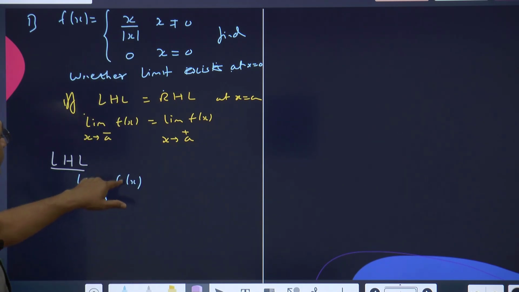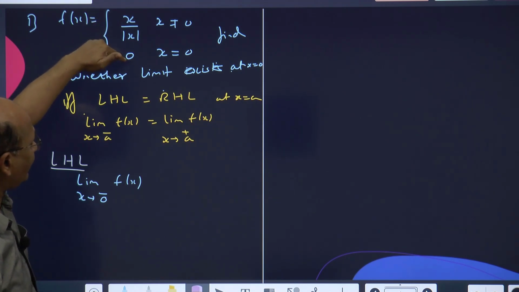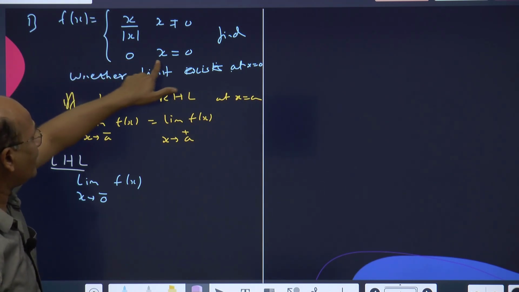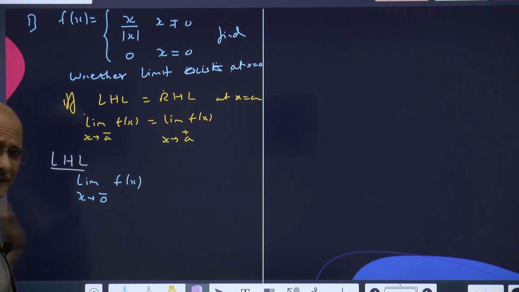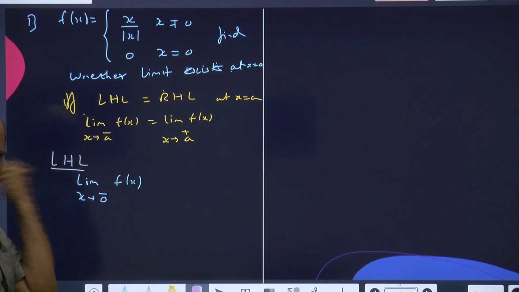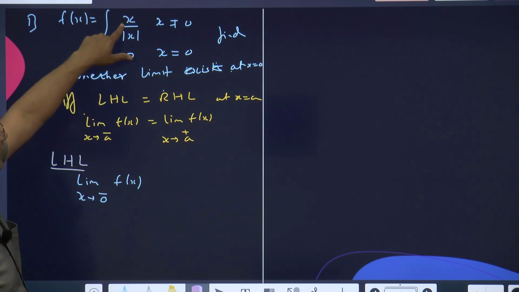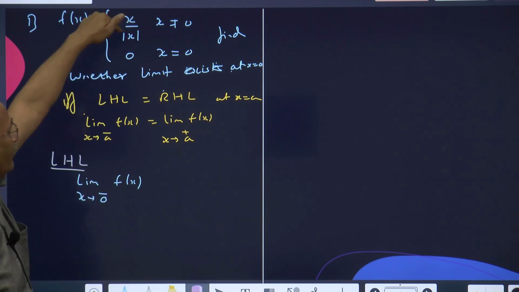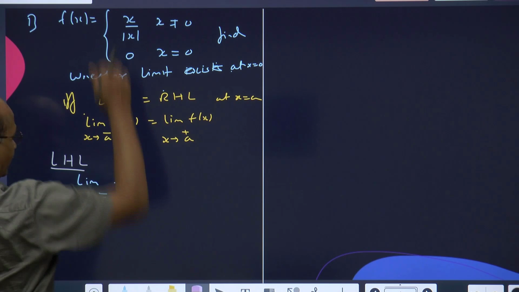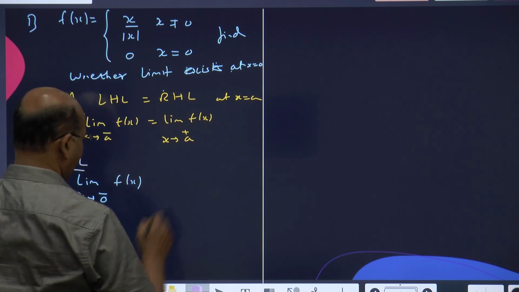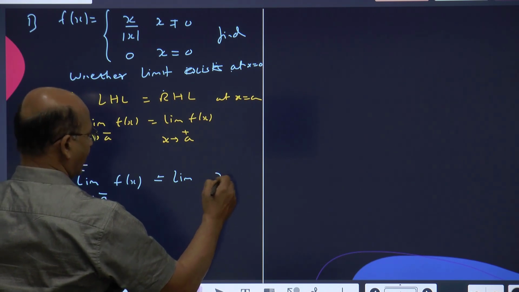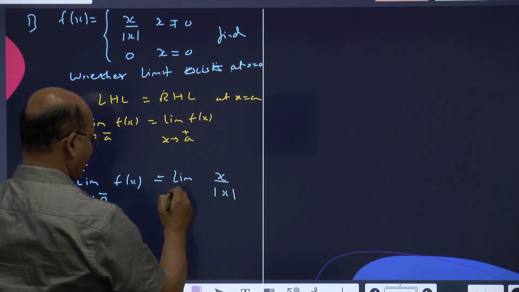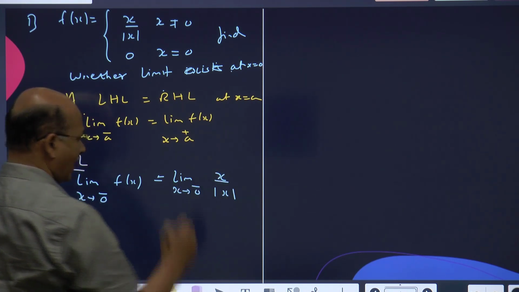So you have to say which function is valid, either the first one or the second one. The function at 0 is valid when x is equal to 0, but this is x tends to 0 bar, that is from the left of 0, less than 0. That means the first function, x is not equal to 0, you can take up. So this will become the limit of x upon modulus x as x tends to 0 bar.